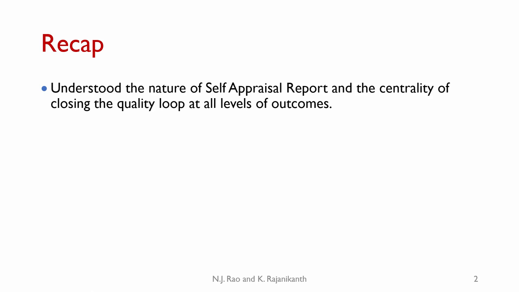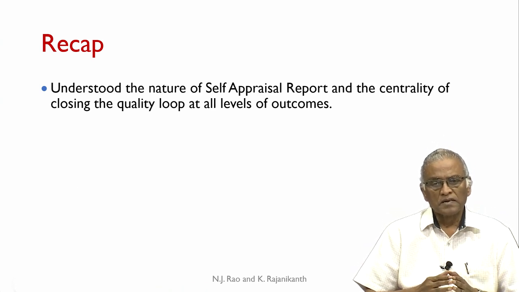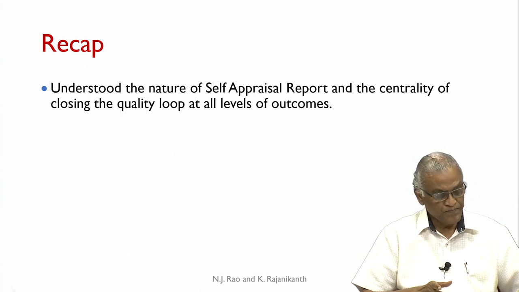So, in the last unit we looked at the self-appraisal report and all the elements of it, briefly mentioned, and then we looked at what the central features are. One of the central features is closing the quality loop at all levels. While we are going to look at all the criteria in great detail in Module 3 of this course, the last unit just presented a brief picture of the nature of the self-appraisal report.